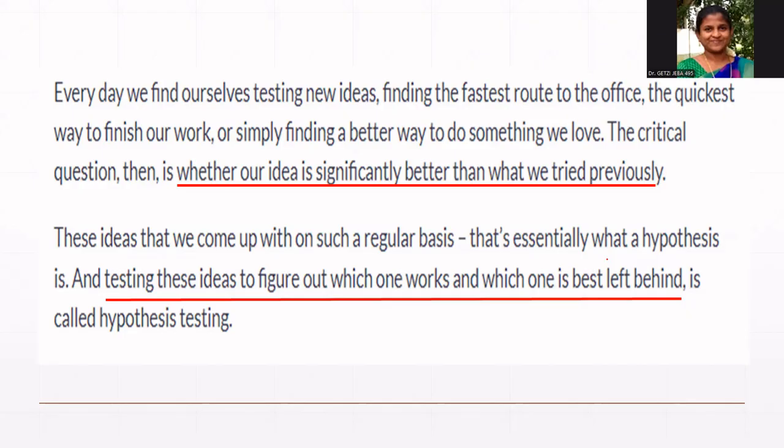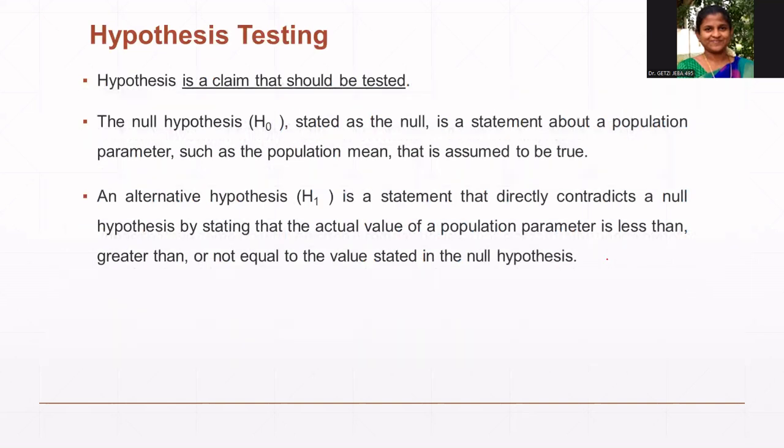Hypothesis testing is where you test whether your idea is significantly better than what you have tried previously. In hypothesis testing, you will have a claim. You say that the click-through rate has improved by 0.5 percentage points. You will test whether that claim is true or false. You will have a hypothesis called the null hypothesis, which is your claim. And then there is something called an alternate hypothesis, which contradicts that, and which should be the opposite of the null hypothesis.